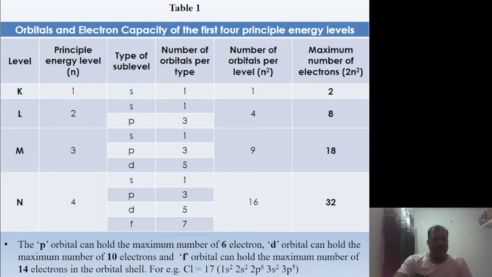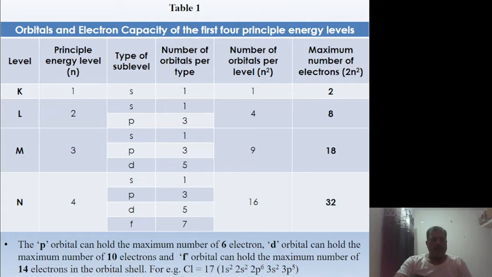Then the second one is L. The principal quantum number for L is equal to 2, so two sublevels are allowed, s and p. The number of orbitals is 1 for s and 3 for p. The total number is 4. This number 4 is put in the maximum number of electrons, 2n squared. The total electrons in this shell is 8. That is, L is equal to 8.